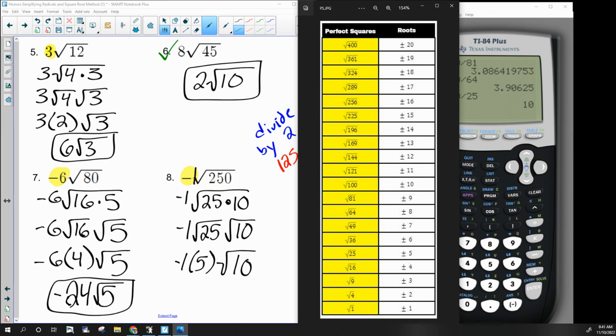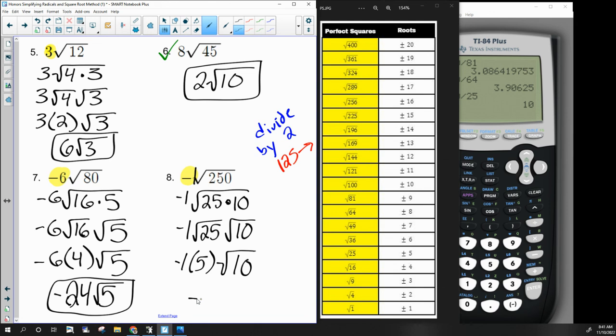I am allowed to multiply -1 and 5 together because they're both normal numbers, nothing attached to them, no roots, no variables. Multiply, we get -5 square root 10. And that is a simplified radical.